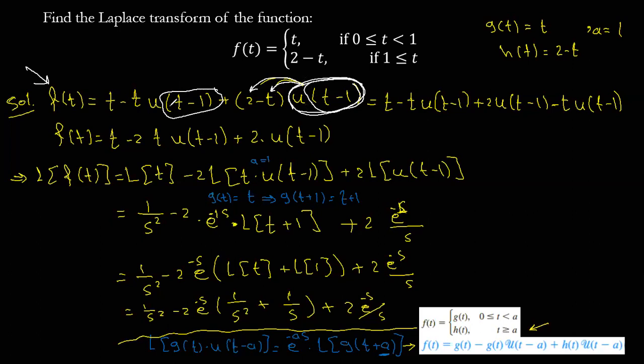So u of t minus 1, it isn't a product. This u of t minus 1, it is the same as g(t + a). It's a function, but the variable is the summation between two things. Other questions? So let us solve more problems and see the inverse of this formula.